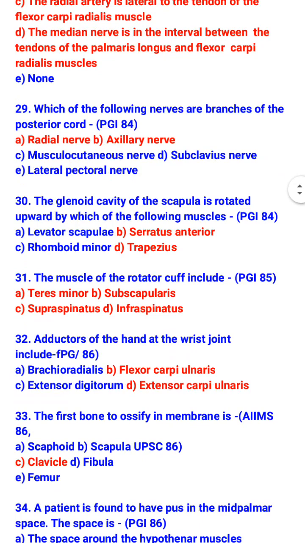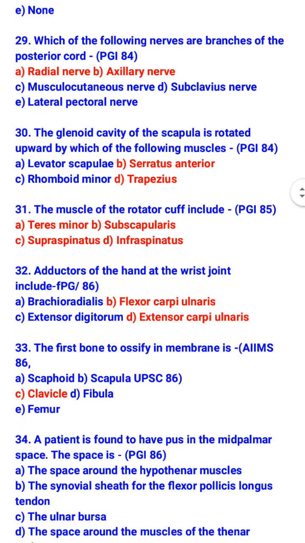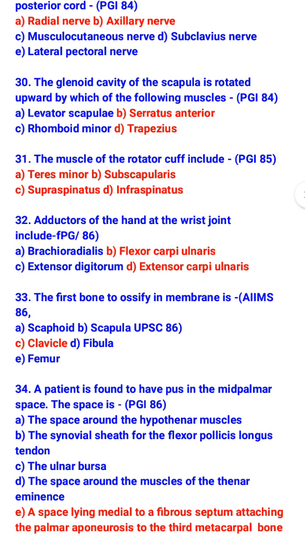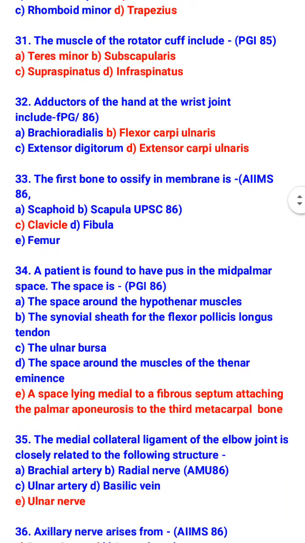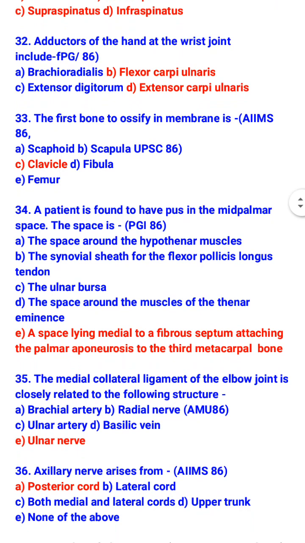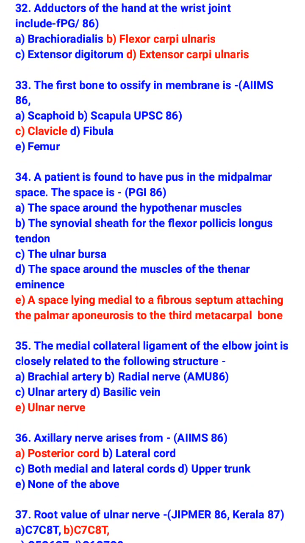The glenoid cavity of the scapula is rotated upward by which of the following muscles? Serratus anterior and trapezius. The muscles of the rotator cuff include teres minor, subscapularis, supraspinatus and infraspinatus. Adductors of the hand at the wrist joint include flexor carpi ulnaris and extensor carpi ulnaris. The first bone to ossify in membrane is clavicle. A patient is found to have pus in the mid-palmar space. The space lies medial to the fibrous septum attaching the palmar aponeurosis to the third metacarpal bone.